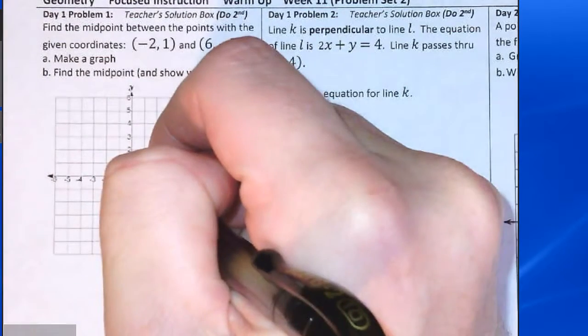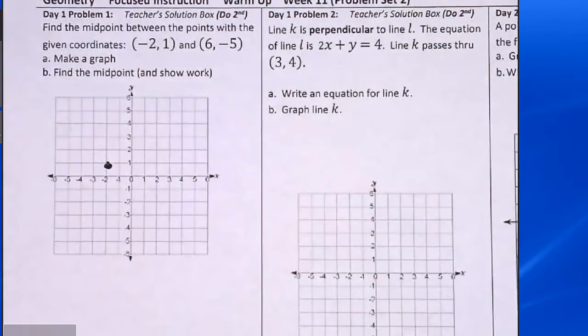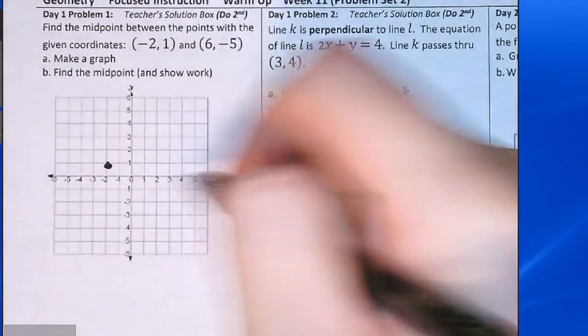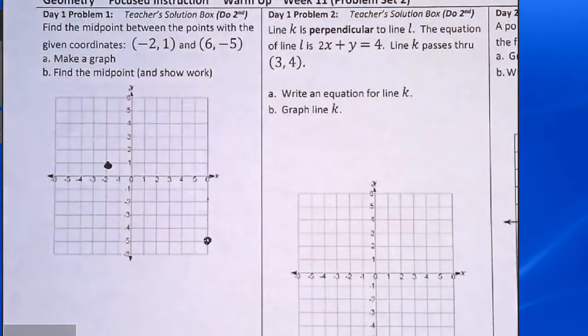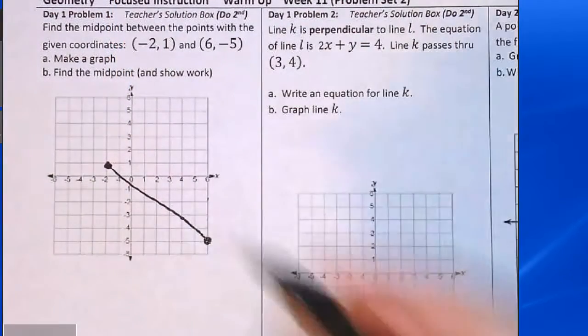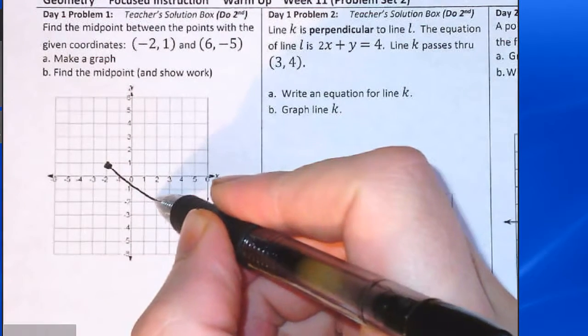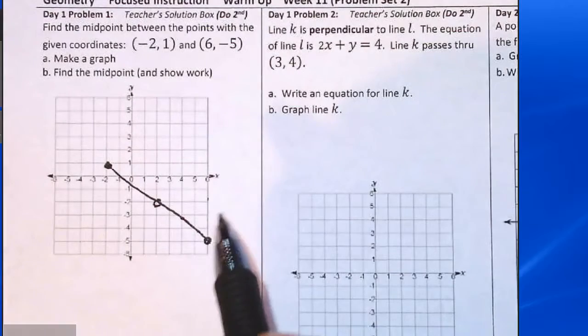So -2, 1 is left 2, up 1. There's that dot. And 6, -5 is right 6 and down 5. And there's this dot. If we connect these together, create a segment, we can then find the midpoint of that segment. Finding the midpoint visually, it looks to be somewhere in that area of the grid. But in question B, we're asked to show work.